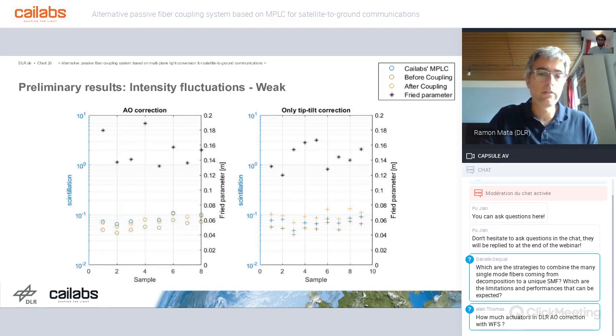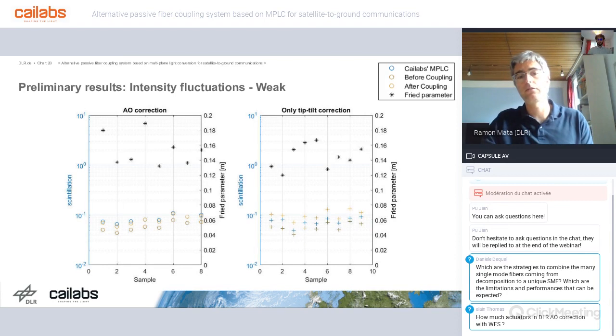And when activating the adaptive optics system, you see that sometimes the performance is a little better, sometimes it's a little worse, but it's really similar. So we are quite on the same level. I mean, the adaptive optics system is correcting the phase distortion, and we are getting similar results with both systems.